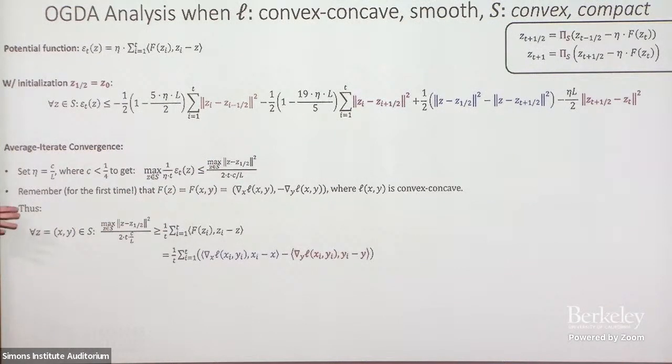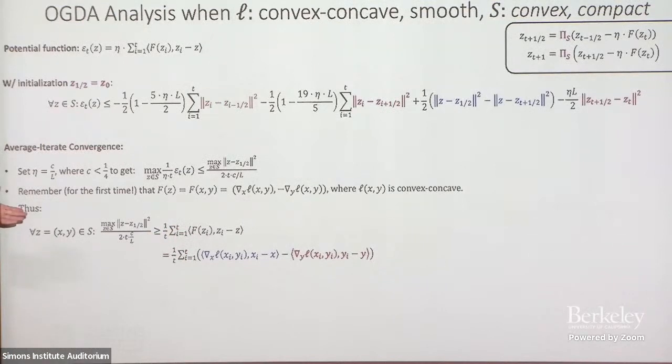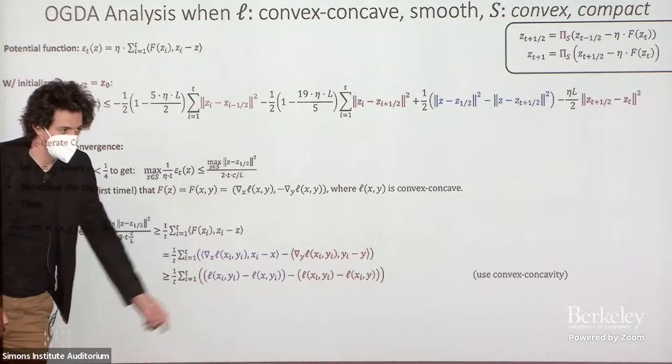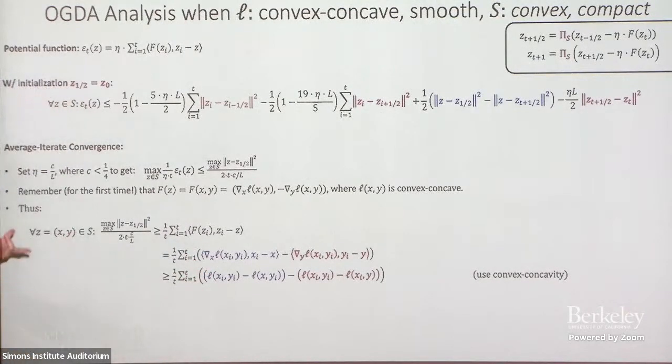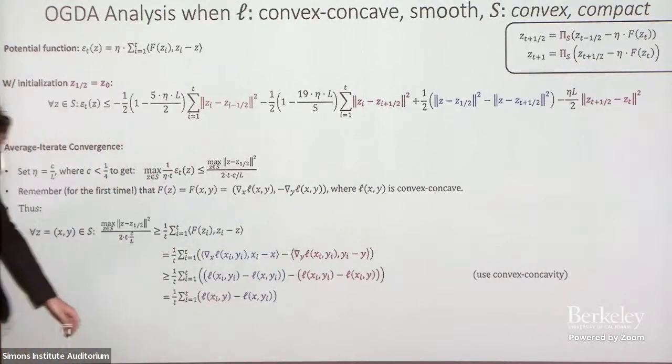Now I'm unpacking it, replacing F with what it is. So that's an equality. And then I'm going to use convexity of L with respect to X and concavity of L with respect to Y to lower bound this by this and upper bound this by this. So you get some cancellations here. This term and that term cancel out.